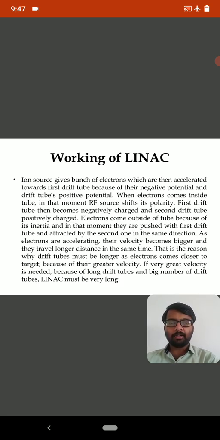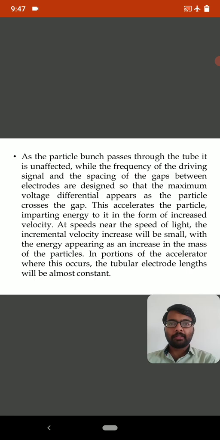So such a high energy, high velocity electron beam can be extracted from this linear accelerator for a variety of practical applications. As the particle bunch passes through the tube, it is unaffected. Those particles will be unaffected, while the frequency of the driving signal and the spacing of the gaps between electrodes are designed so that the maximum voltage differential appears as the particle crosses the gap. This maximum potential difference accelerates the particle.